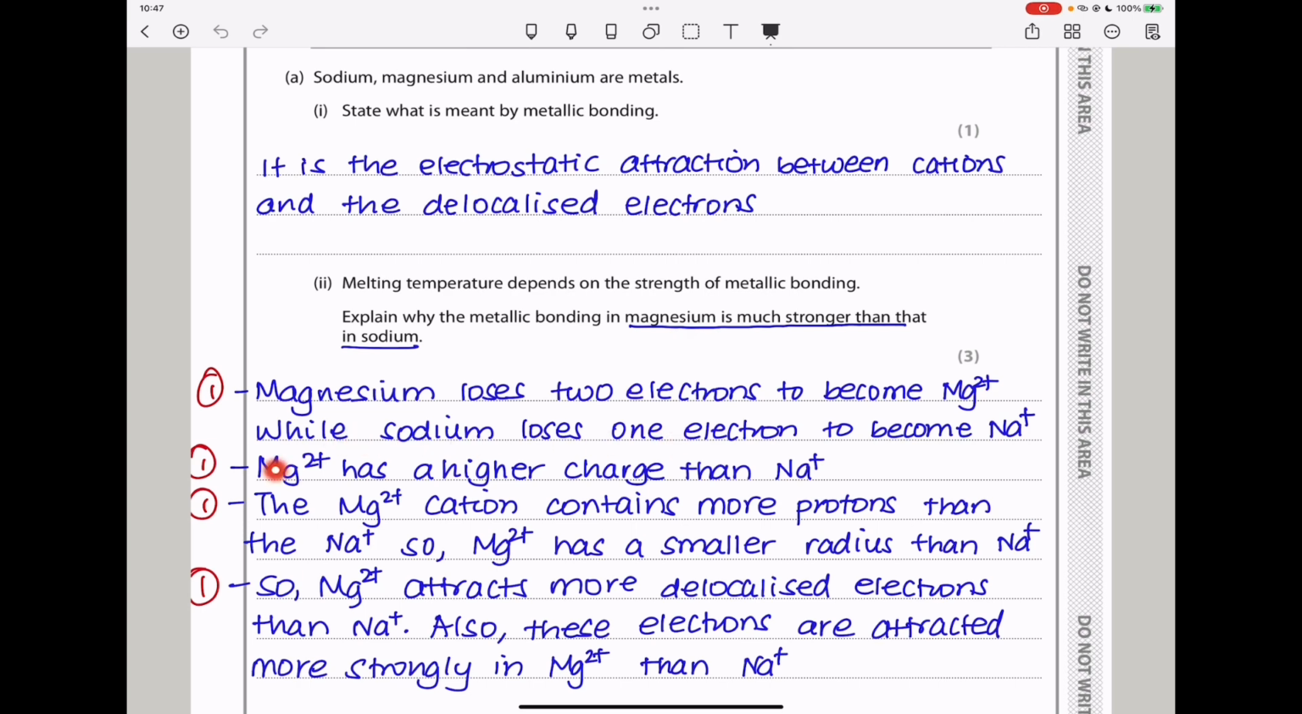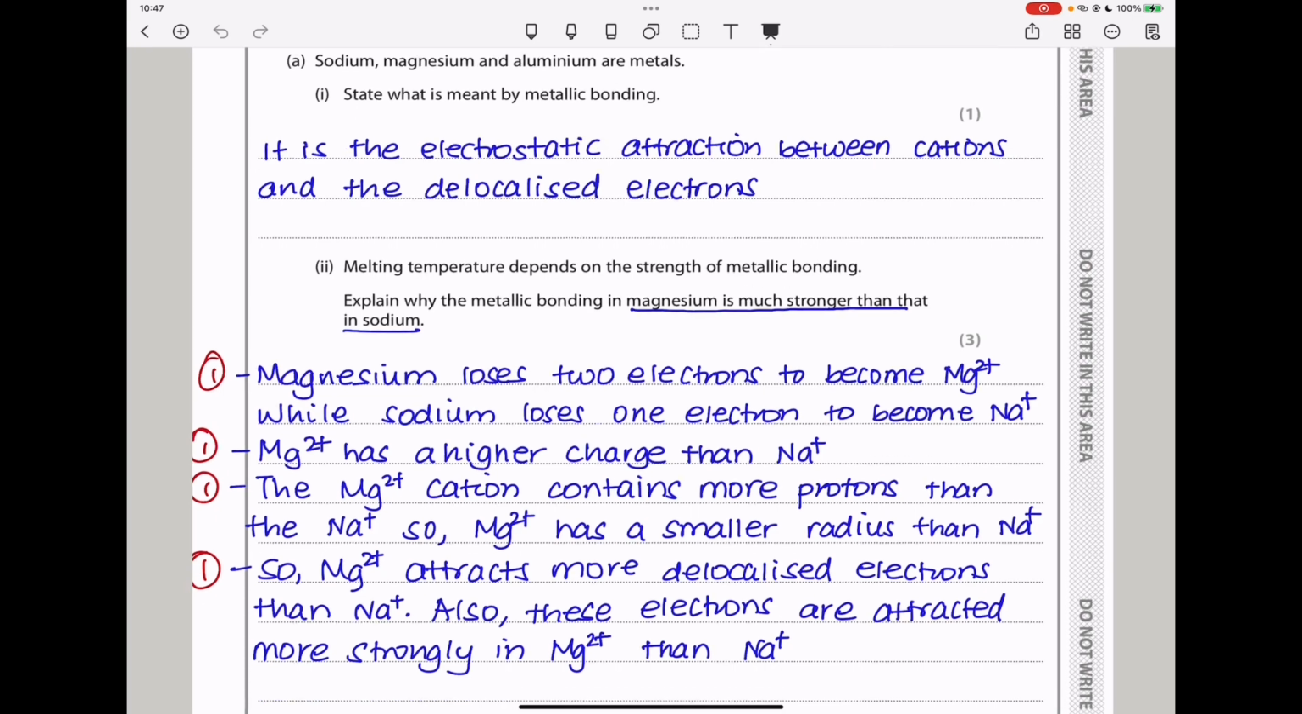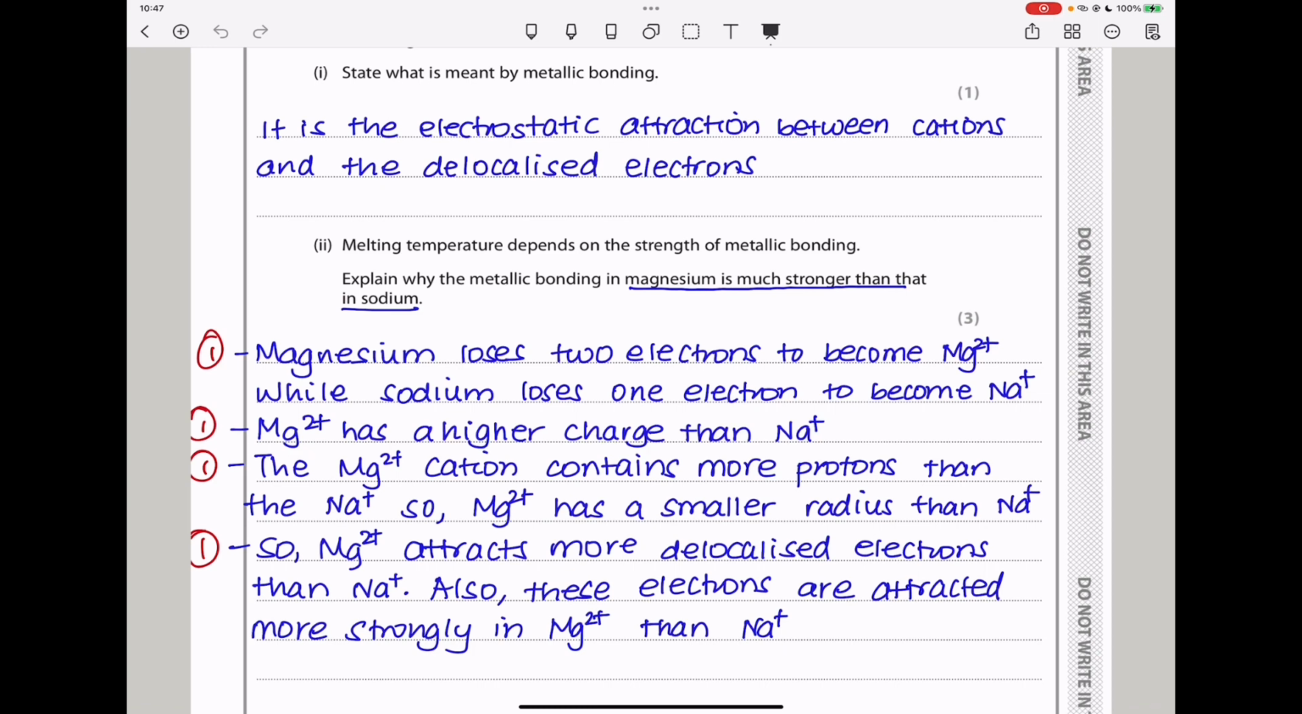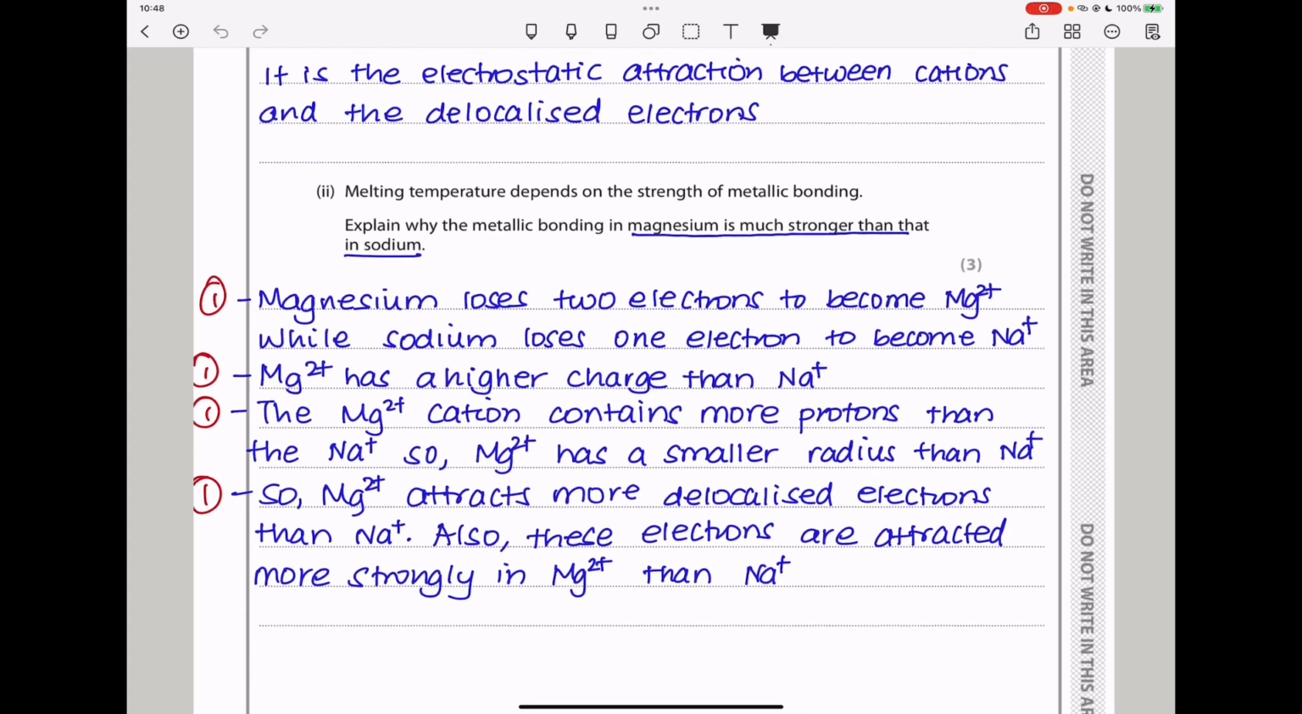Mg2+ has a higher charge than Na+, and the Mg2+ cation contains more protons than Na+, so Mg2+ has a smaller radius than Na+. So Mg2+ attracts more electrons than Na+. Also, these electrons are attracted more strongly in Mg2+ than in Na+. The stronger attraction is due to the smaller size and the greater number of protons in the nucleus.